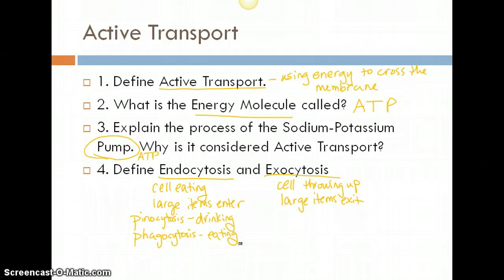Okay, and that is the review for chapters 4 and 5. Make sure you take time to study all of these terms and spend special extra time on that osmosis, those hypotonic, hypertonic, isotonic.